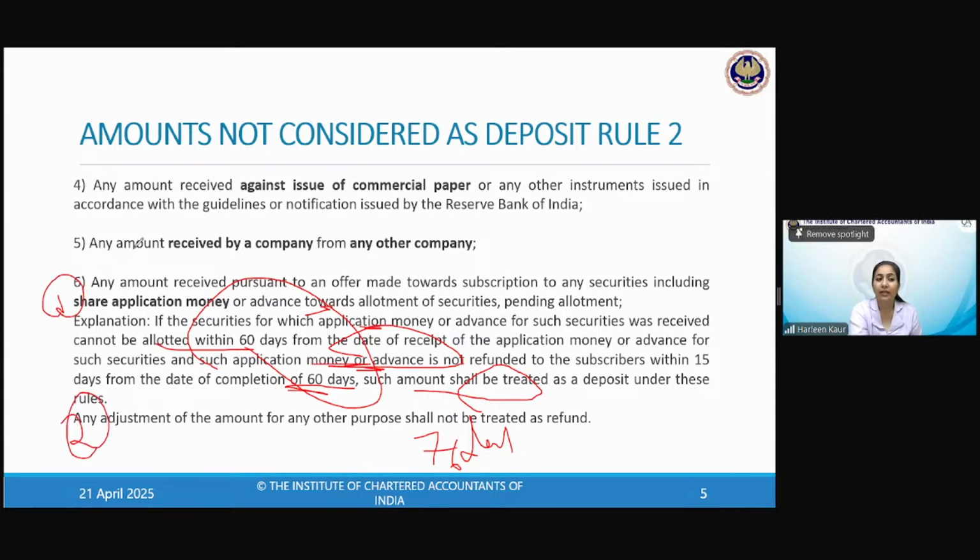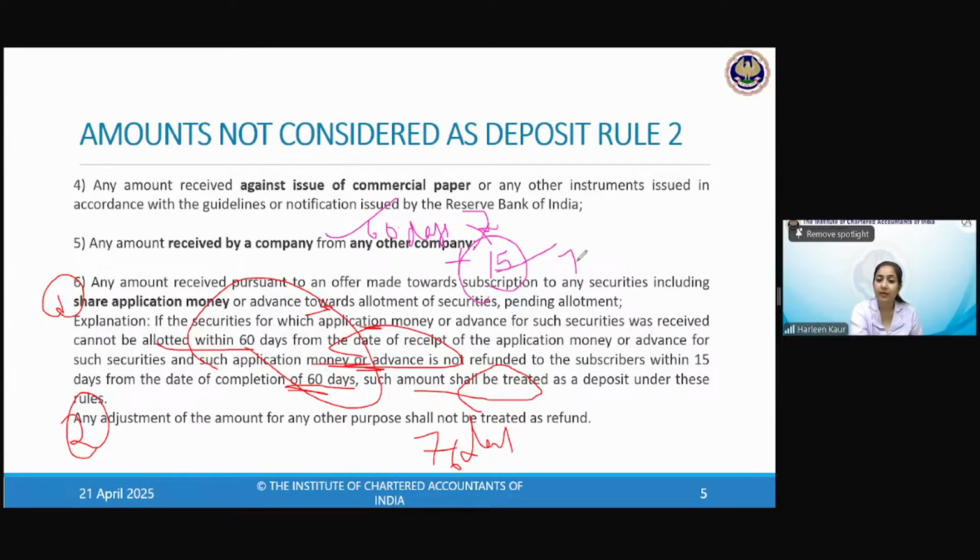So the first point that they are trying to explain to you is that where share application money is received by the company, within 60 days the allotment of securities should be done. If you have not allotted the securities, then in the same scheduled bank, you should return the money of the investors in 15 days. Now, 60 days have passed and a 15-day time period was given to you to return the money. You have still not returned it. So how many total days have passed?